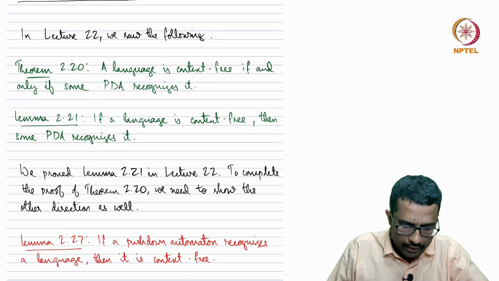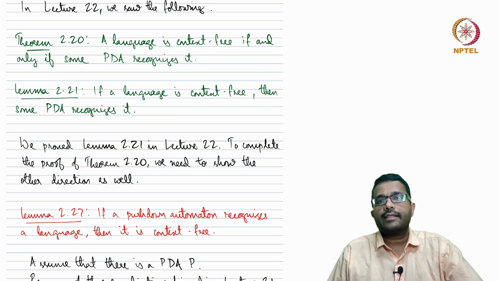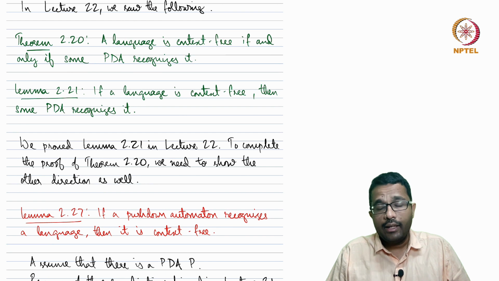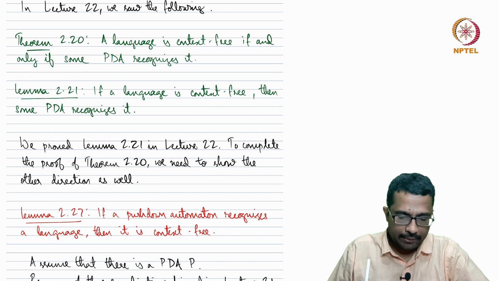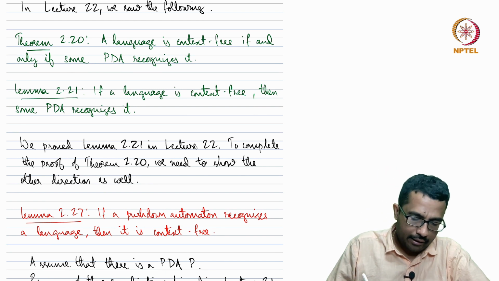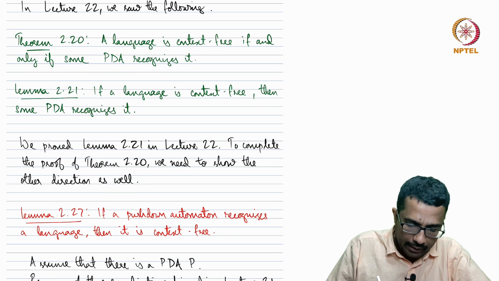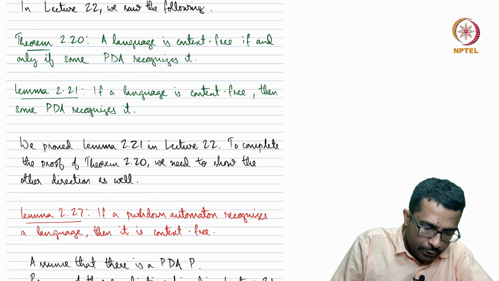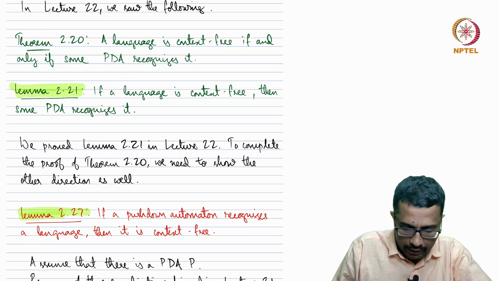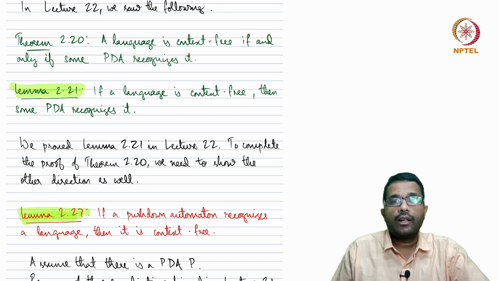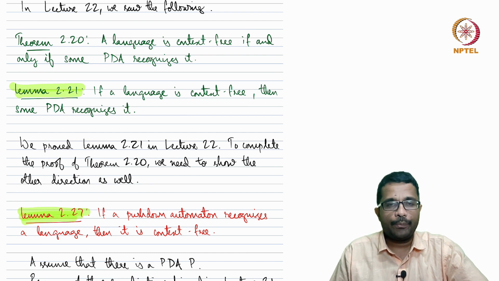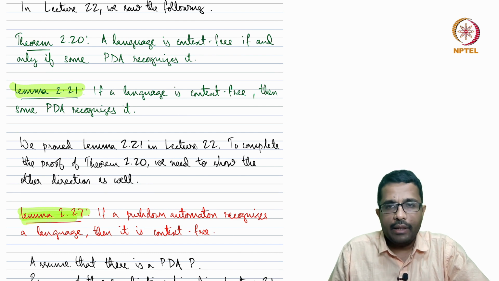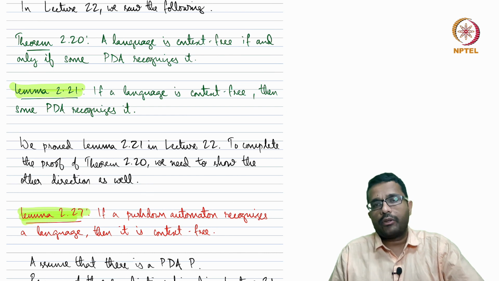So what is the next direction? The next direction says that if there is a push-down automaton that recognizes a certain language, then that language is context free. So this is lemma 2.27. And lemma 2.27 and lemma 2.21 together constitute the proof of theorem 2.20. So what we now have to show is that if a PDA recognizes a language, then that language is context free.